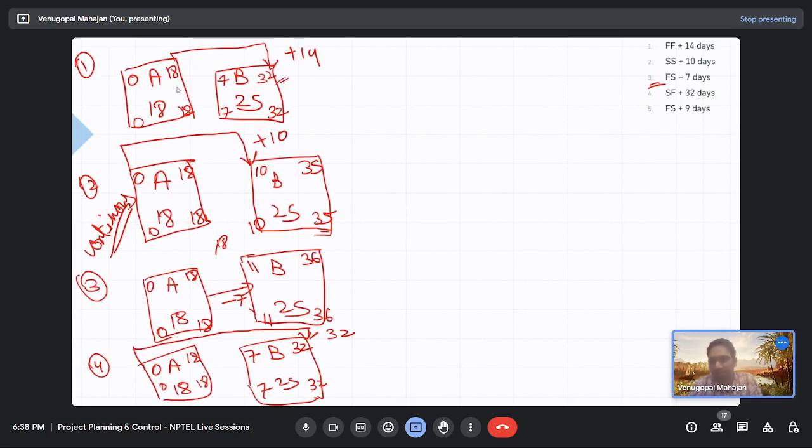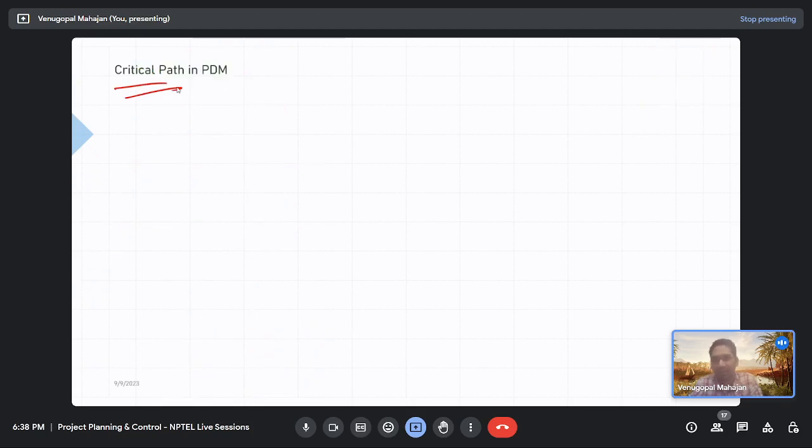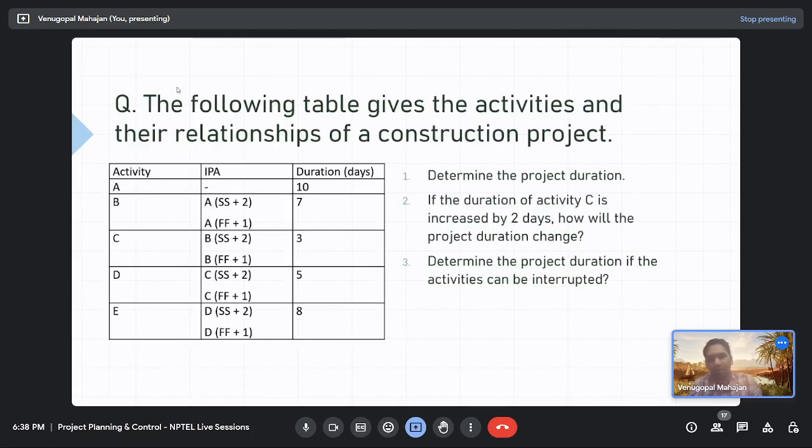One good question, but we will see it in the bigger numerical. Okay, so you have been given activities, IPS, their duration. The one I talked about, start to start and finish to finish, are complementary here. 2 and 1. Duration is given to you. What is being asked is determine the project duration.